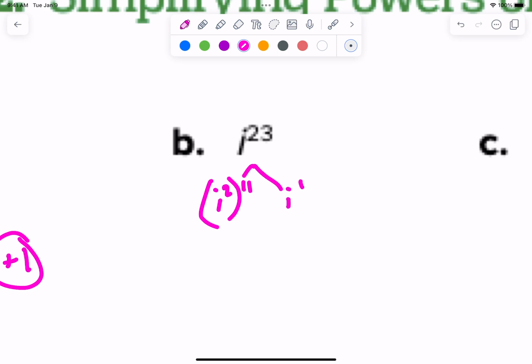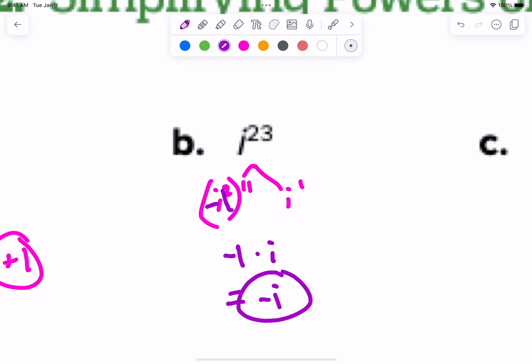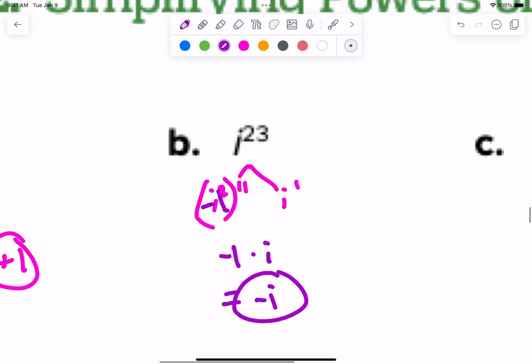Does that make 23? 2 times 11 plus 1, is that 23? Yes, okay. -1 to the 11th power is -1, times i is -i. If it's odd, you hang one off and you figure out how many more you need.